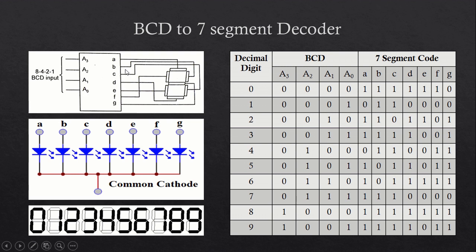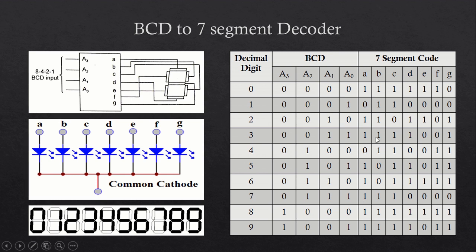This means that we have to know the expression for A. What should be A? When should it be on? Expression for B. When should B be on? Etc. To do this, let us first understand the function table. We have the decimal digits 0 to 9 whose BCD representation is 0000, 0001, 0010, 0011, 0100, 0101, 0110, 0111, 1000 and last 1001.